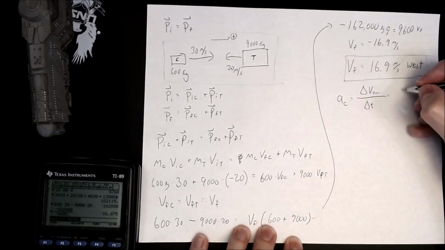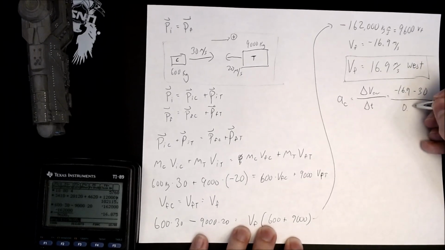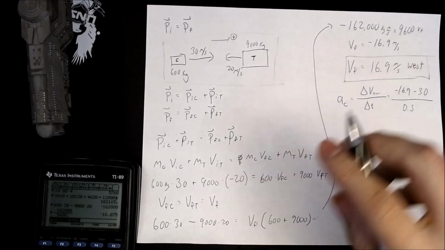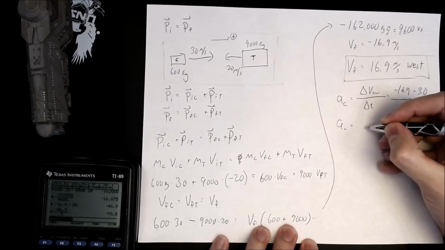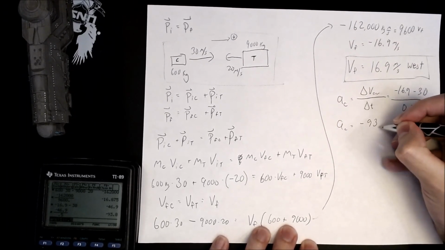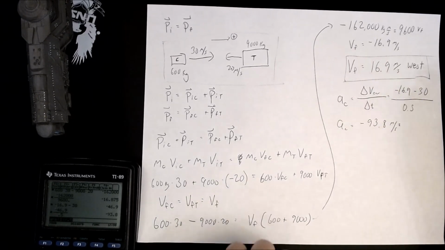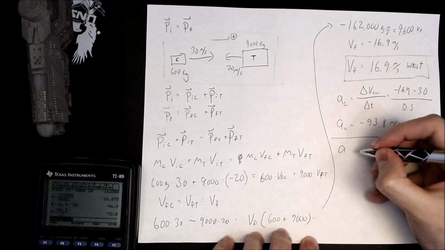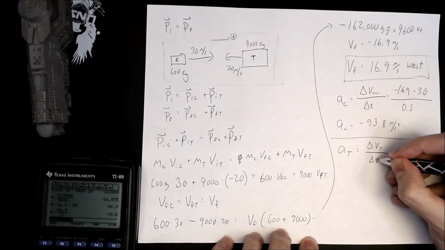Well, the final velocity of the car, negative 16.9, minus the initial 30 over the time, 0.5, that is going to get us negative 16.9 minus 30 divided by 0.5 will get us an acceleration of negative 93.8 meters per second squared. That's pretty substantial right there. Well, what about for the semi? The acceleration of the truck will be the change in velocity of the truck over the change in time.